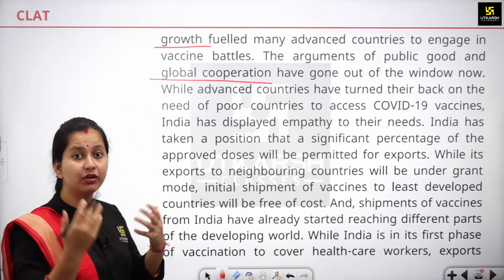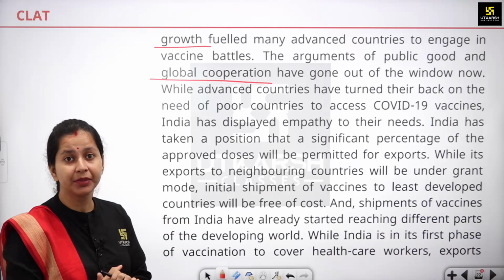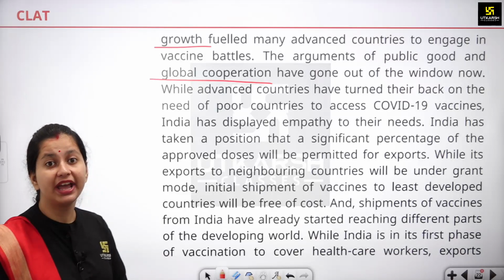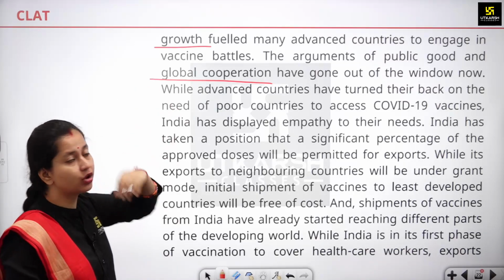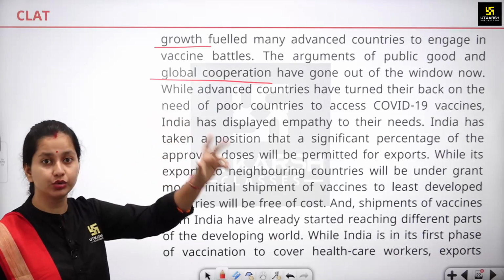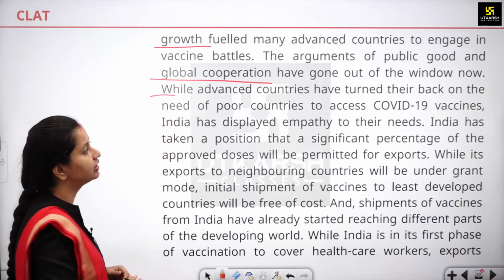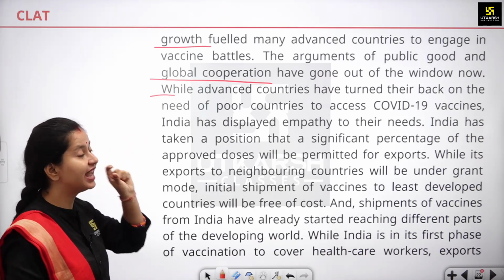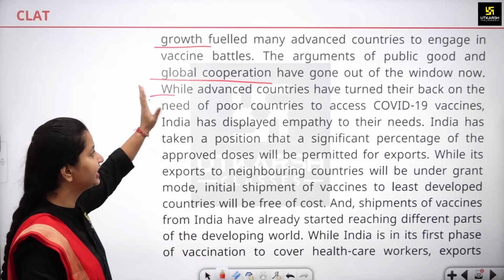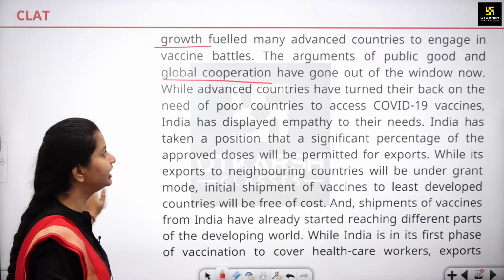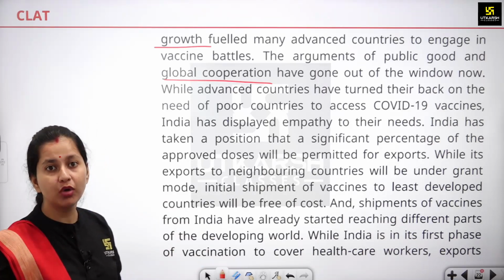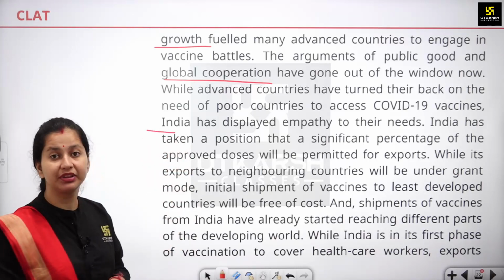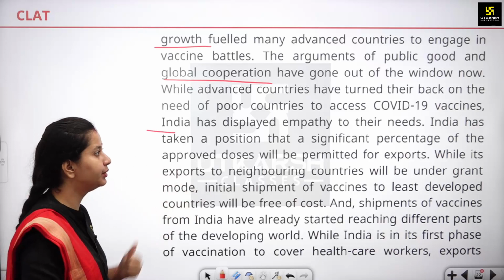It means those countries who vouched for globalization, that we should help each other, that each country must be helpful to other countries, that thing has gone out of the window. They have avoided that notion basically. While advanced countries have turned their back on the need of the poor countries to access COVID-19 vaccines, India has displayed empathy to their needs. What is it saying? That advanced countries have turned their back on the need of the poor. It means they are ignoring the poor countries basically. India displayed empathy to their needs. It means India is helping these countries.